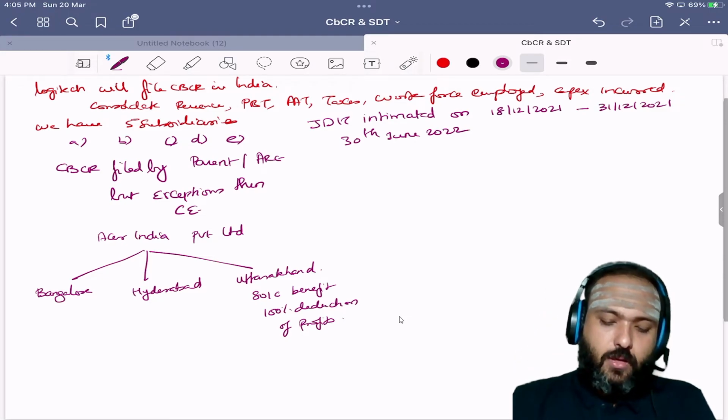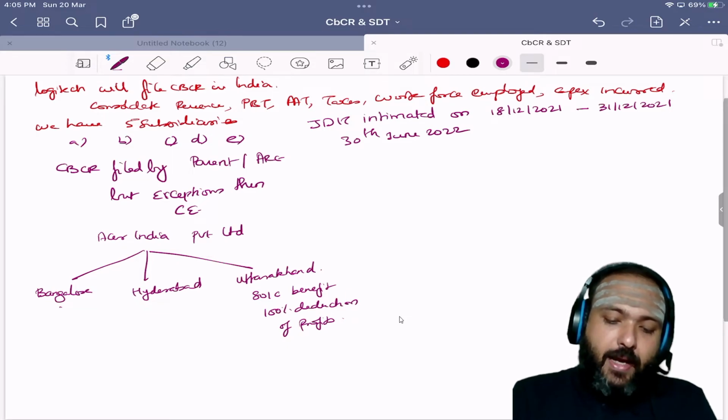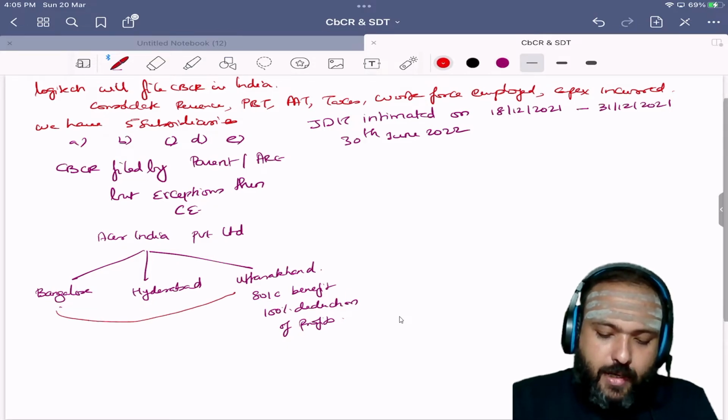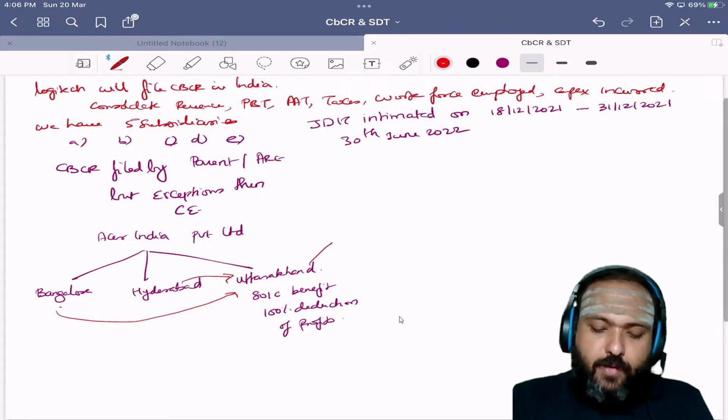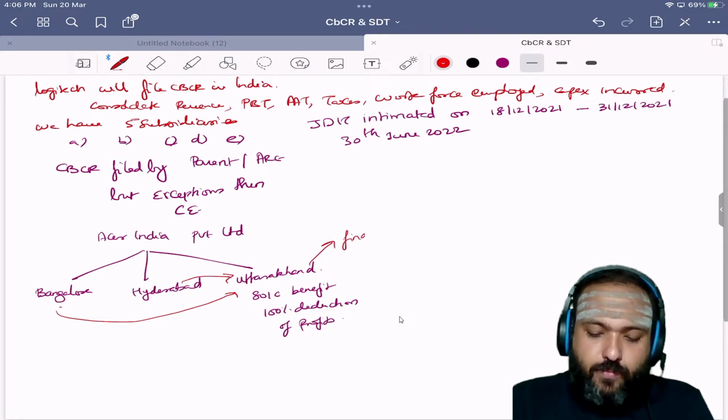Now, Bangalore will sell to Uttarakhand. Hyderabad will sell to Uttarakhand. Uttarakhand will sell to final customer.